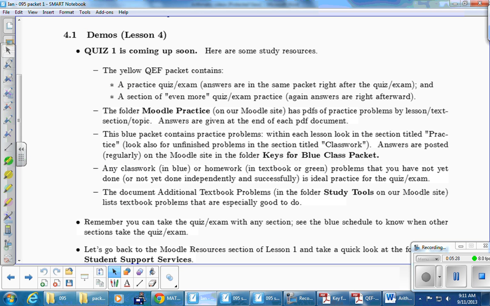Coming back here, the blue packet contains many practice problems. We've talked about that. And you can check all the problems in the blue packet by going on Moodle and looking for the keys. Yeah, Joe?